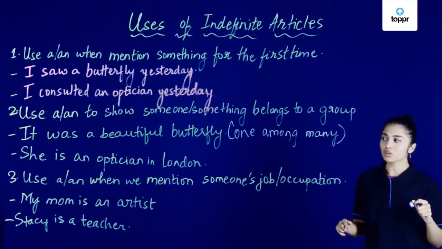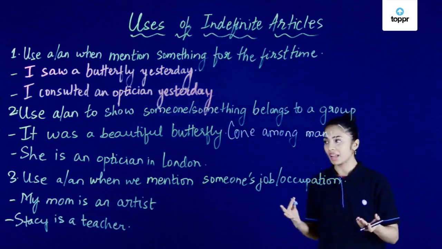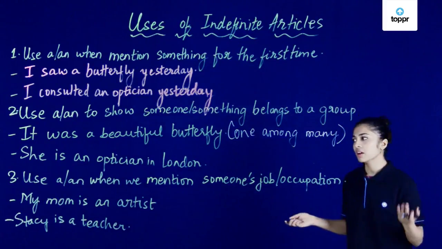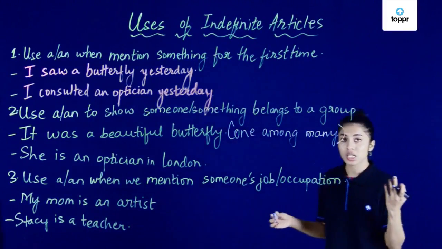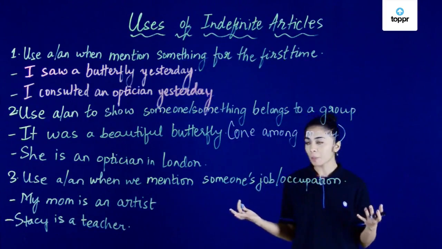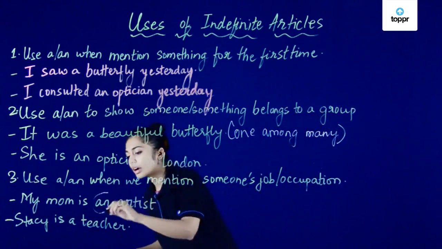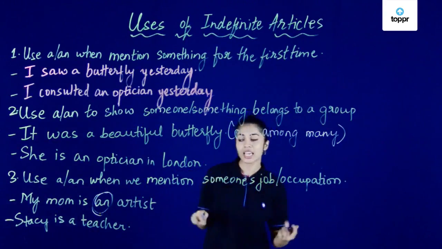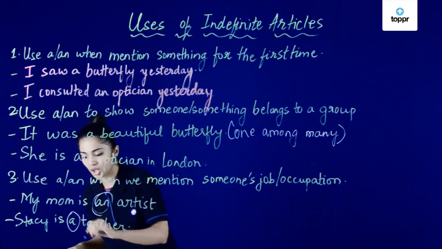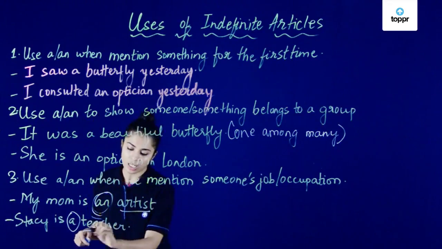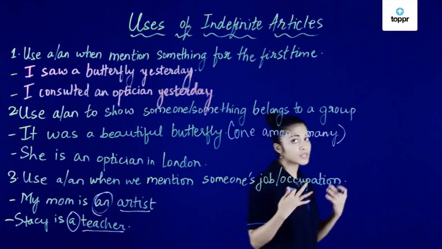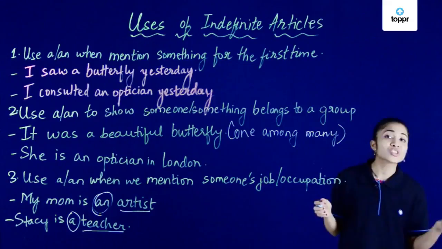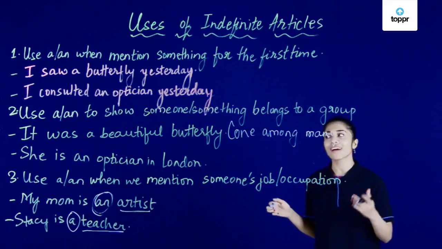Let's take a look at the third usage, which is use a and an when we mention someone's job or occupation. So that's fairly simple. My mom is an artist. Artist is her job, that's her occupation. Therefore, I use our indefinite article an here. And Stacy, my best friend Stacy, is a teacher. So artist is an occupation, teacher is an occupation, and we use our indefinite articles before we specify what someone's job is, what someone does for a living.